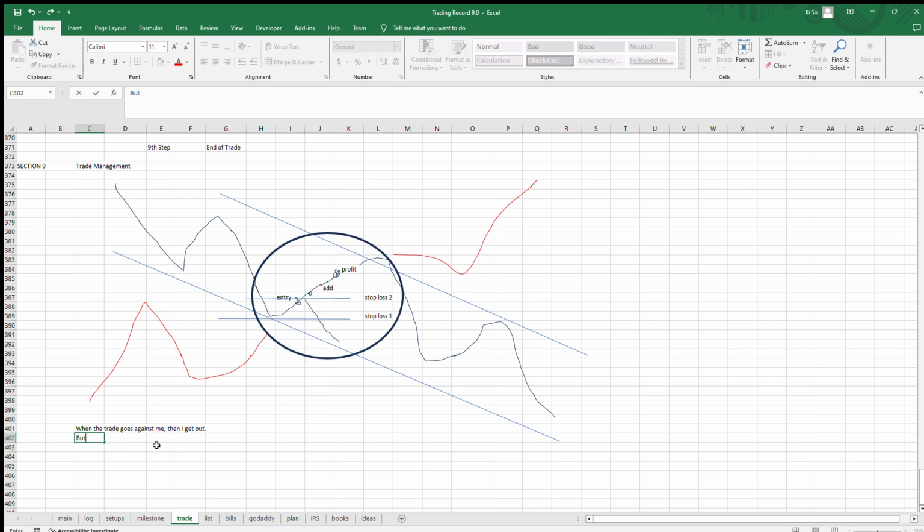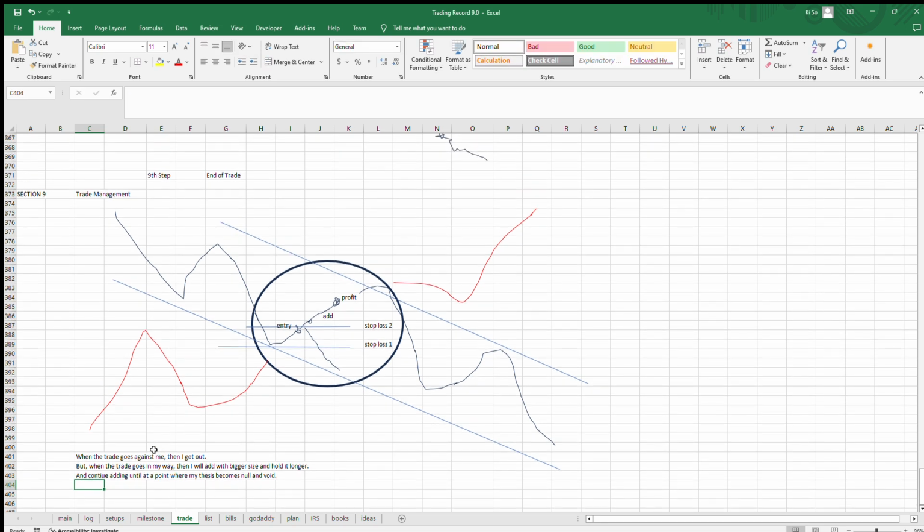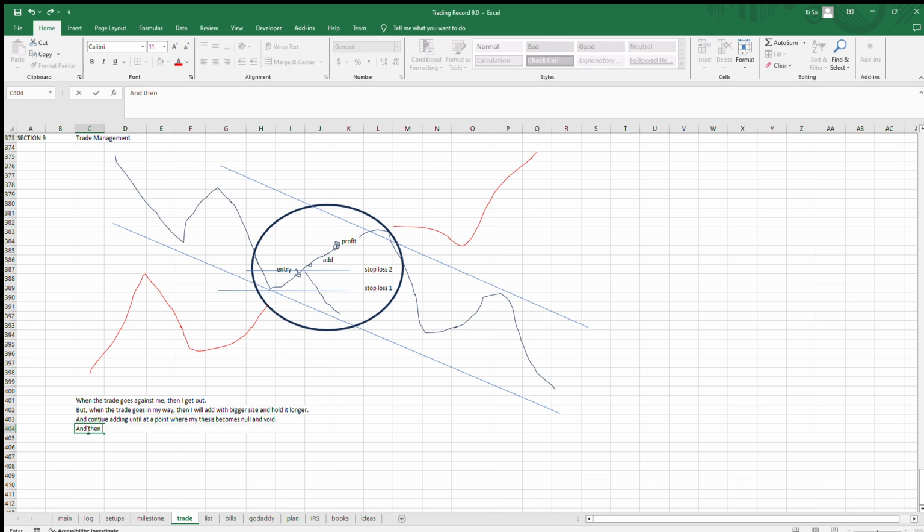But when the trade goes my way, then I will add with bigger size and hold it longer, and continue adding until at a point where my thesis becomes null and void. And that completes my trade.